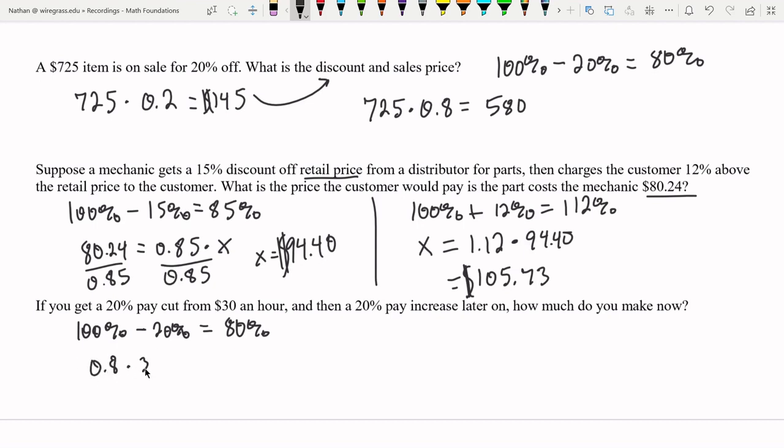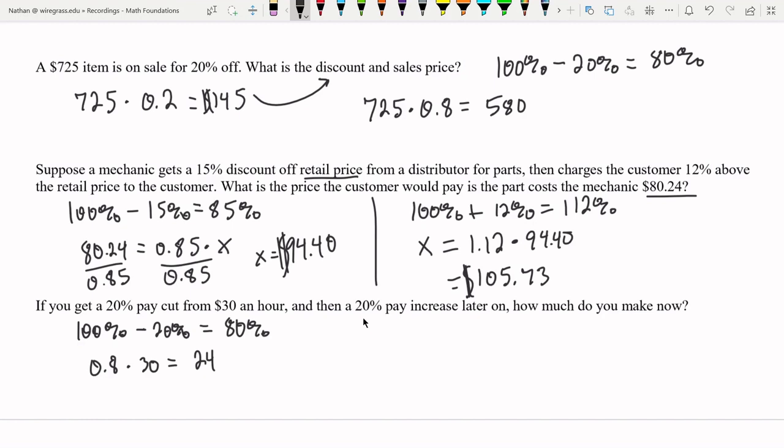80% of 30 gives us the part, $24 an hour. So that's the 20% pay cut. Now, what is a 20% pay increase? Well, the 20% is no longer on 20% of $30. If that were the case, then yes, you would make the same amount. However, we now make less money. So a 20% pay increase is less money than a 20% pay increase on $30 an hour.